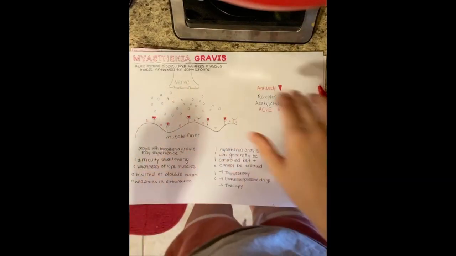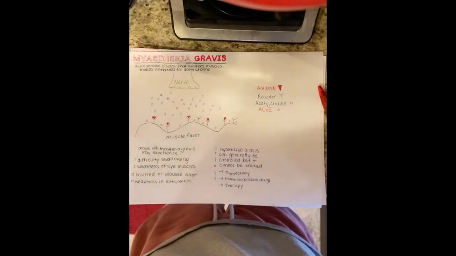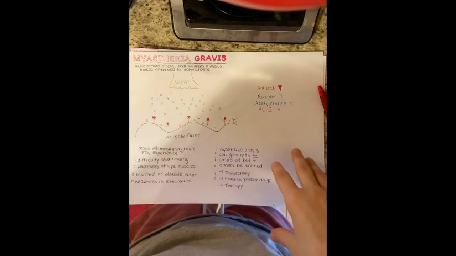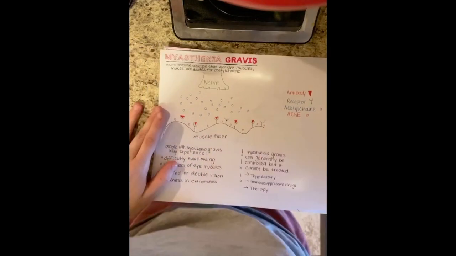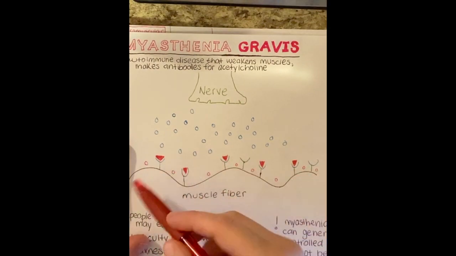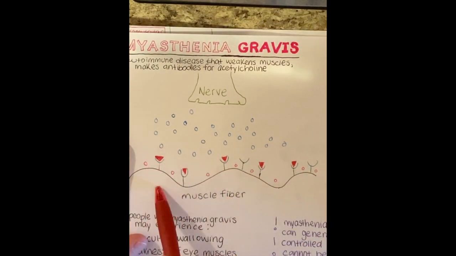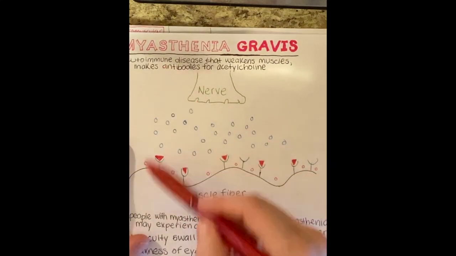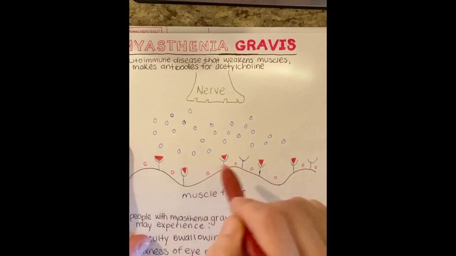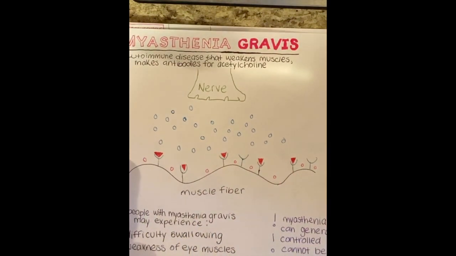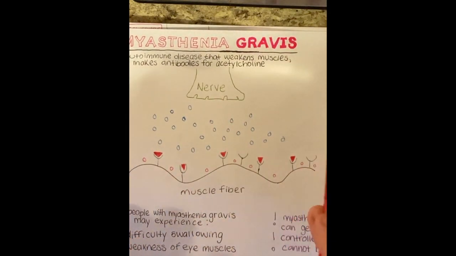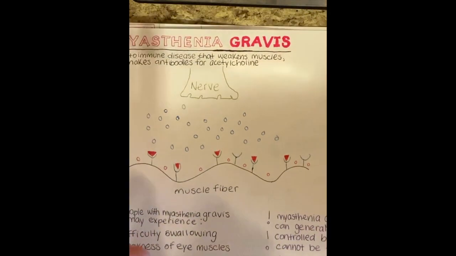We're talking about myasthenia gravis. This is an autoimmune disease that weakens your muscles and makes antibodies for acetylcholine receptors. Basically, as I show in this picture right here, these are the antibodies, and they're going to block the receptor from the acetylcholine from bonding onto the receptor. Right here, these little pink dots are AChE, which is the enzyme for acetylcholine. Anyways, so the antibody is going to block the acetylcholine from reaching the receptor.